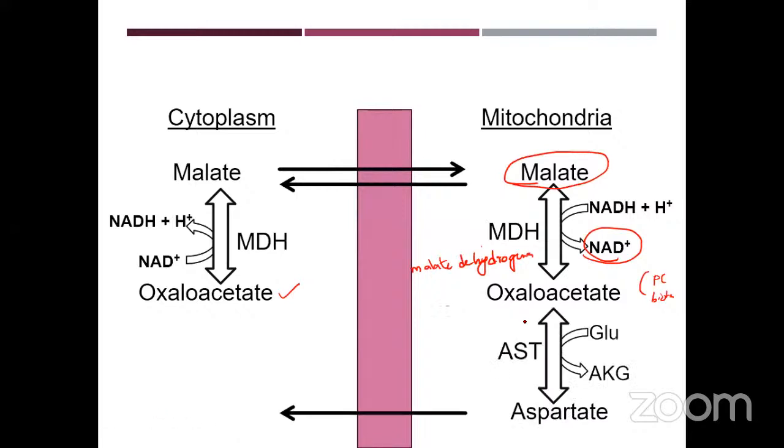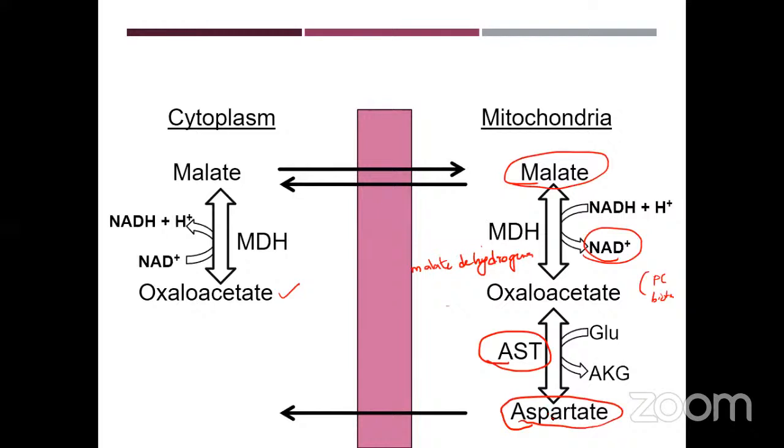So oxaloacetate can reach the cytoplasm. And there is one more change that can happen to the oxaloacetate in the mitochondria. I told you about a transamination reaction, aspartate. Aspartate, an amino acid, can be transaminated to form oxaloacetate by aspartate aminotransferase. It is a reversible reaction.